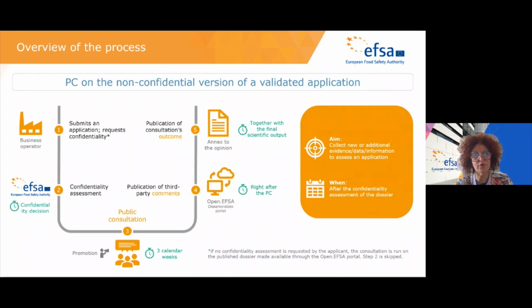And then from the outcome of the public consultation, there are 2 steps. One is the publication of the third-party comments that are published on OpenEFSA straight after the public consultation, so there's visibility on all the comments that have been received. Then the comments are also going to the working group in step number 5. They are discussed and assessed by the working group during their assessment, and they are published as an annex to the opinion, including the outcome of the public consultation. So here, 2 types of outcome are coming from the publication with different timing.